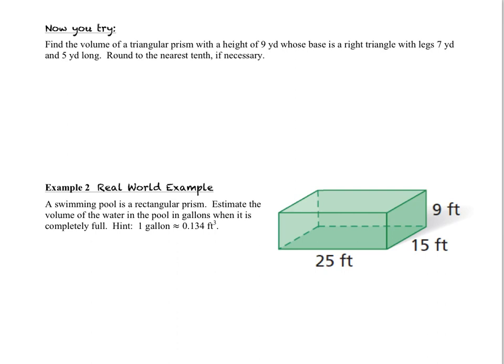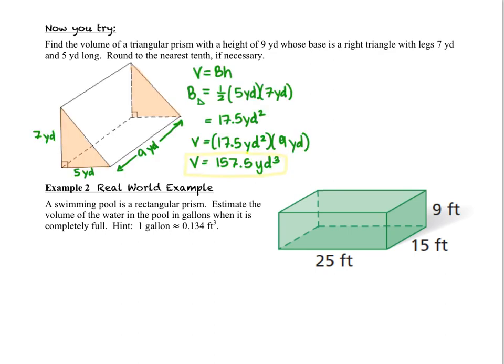I strongly recommend that you start out with a diagram because it's going to make it a lot easier to figure out what's going on. And then turn the video back on when you're ready to check your answer, and then move on to example 2. The next example that we have in example 2 is a swimming pool that is a rectangular prism.